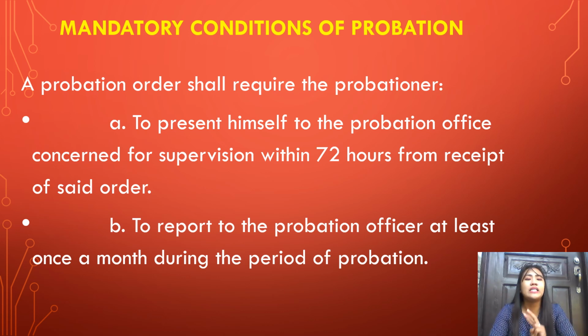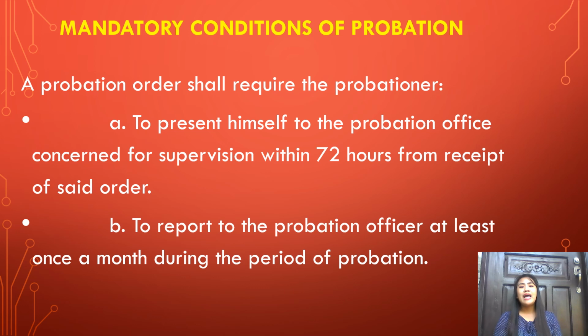Ano po yon? Yung dalawang yon is, probation order shall require the probationer to present himself to the probation office concerned for supervision within 72 hours from the receipt of the said order. So, sa madaling salita, for example, January 20, na-grant ka ng probation, meron ng receipt, meron ng order na ikaw ay granted. So, within 72 hours, ibig sabihin yun, ilang araw yun? Within 3 days, dapat ikaw ay makapag-report sa probation office na may concern sa kustodiya mo, na may concern sa supervision mo. Kumbaga, ikaw ay parang magko-courtesy call sa kanila.